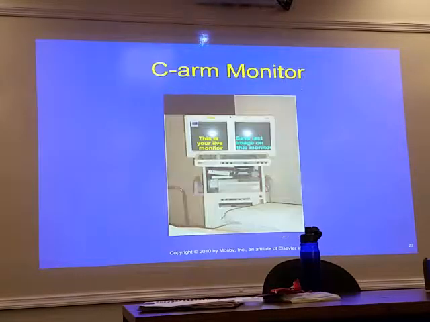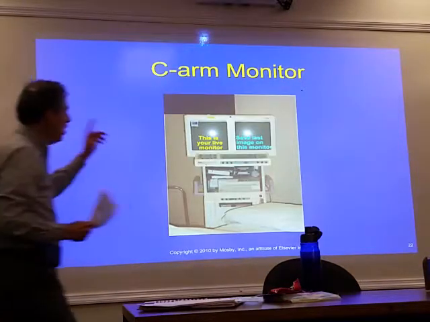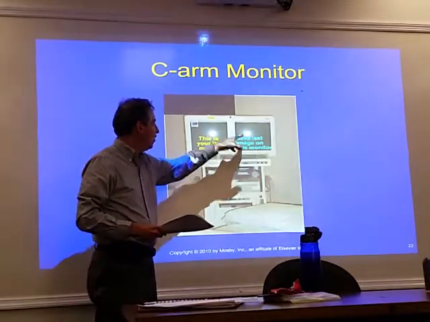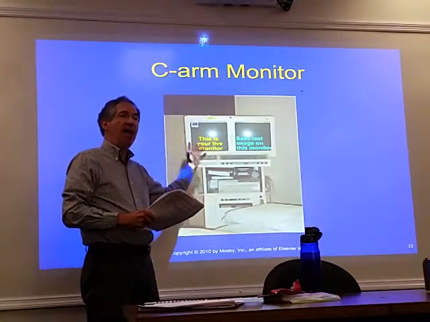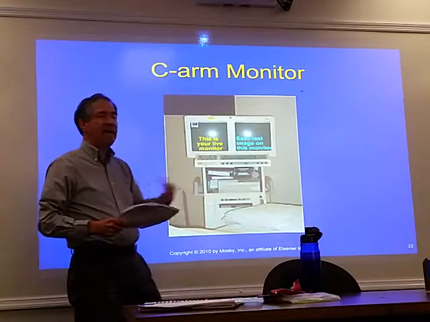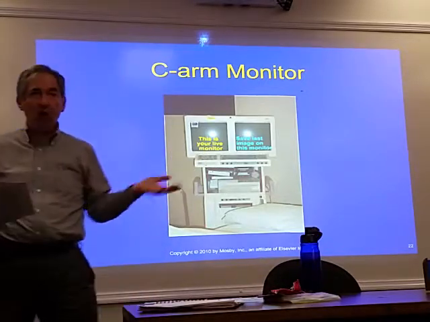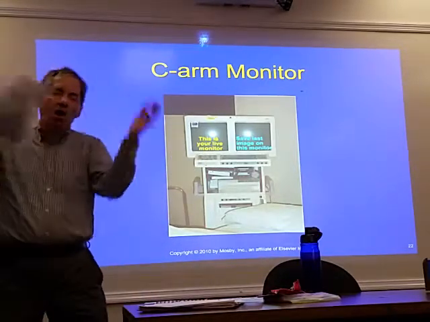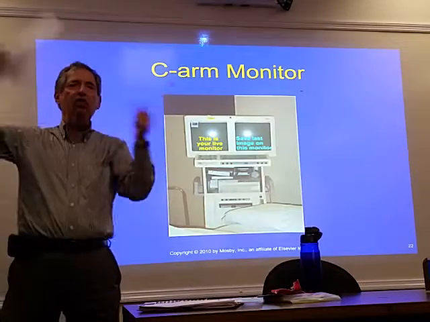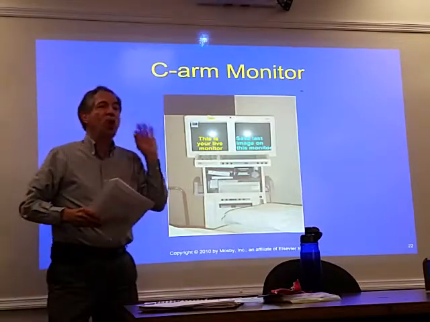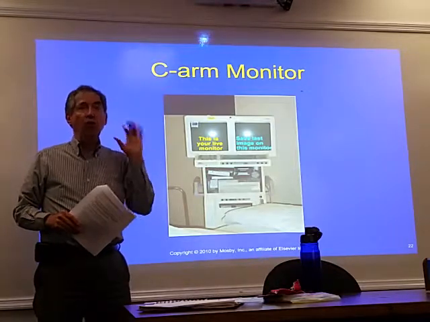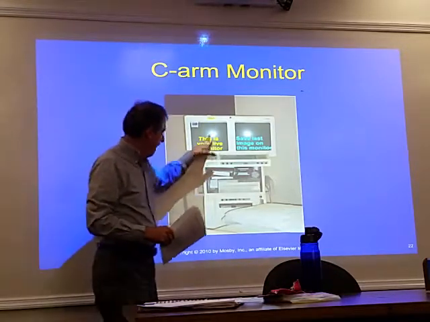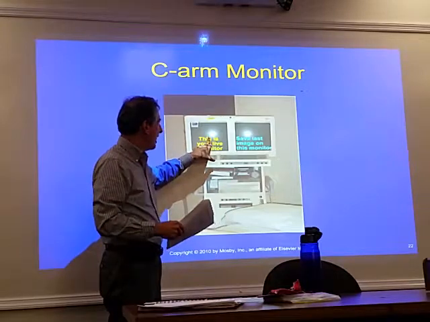Okay, let's see. On your monitors, just understand that you have a left and a right monitor. This is usually your live monitor. The way you utilize this is, let's say you're doing a cross-table lateral hip. You're doing an AP or a PA hip, and then they say, go ahead and do a cross-table. The surgeons always want to be able to see your AP and lateral view at all times. So you've got your AP here. They say, go ahead and give me a cross-table lateral.